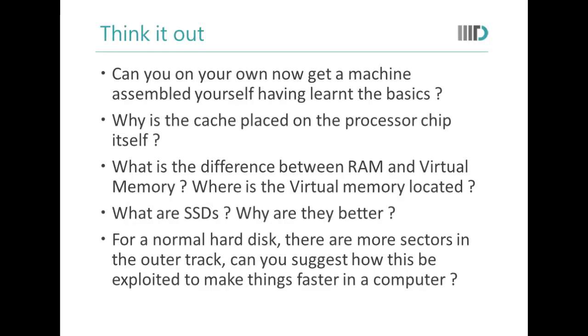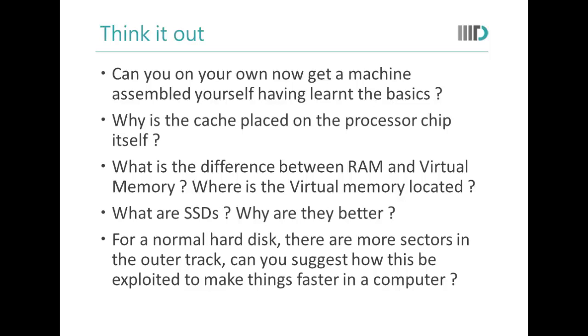Now certain things to think out or look up on the internet. After having learned the basics and gone through the course module, can you now on your own get a machine assembled? Or while buying a laptop, can you compare two laptops on which would be faster than the other? Another question, why is the cache placed on the processor chip itself, whereas other memory devices such as the RAM are placed on the motherboard that is far away from the processor?